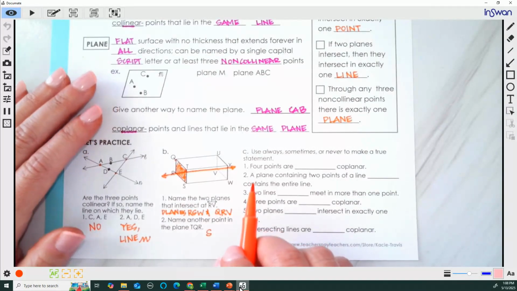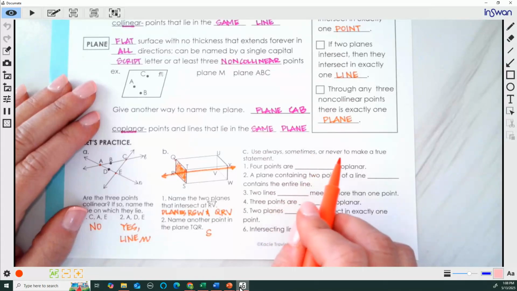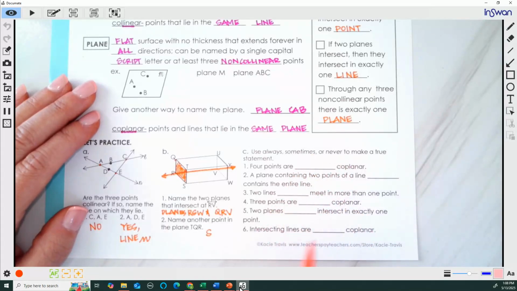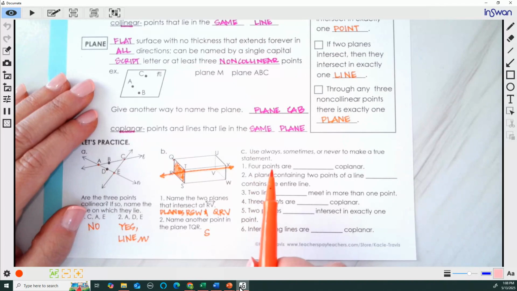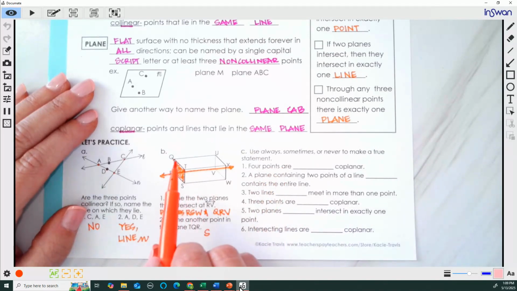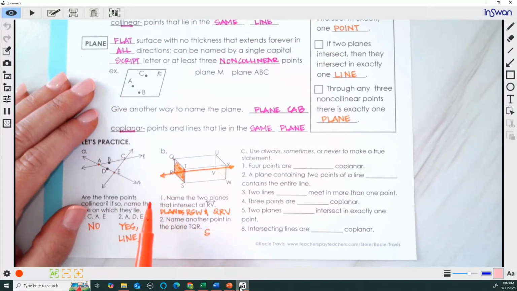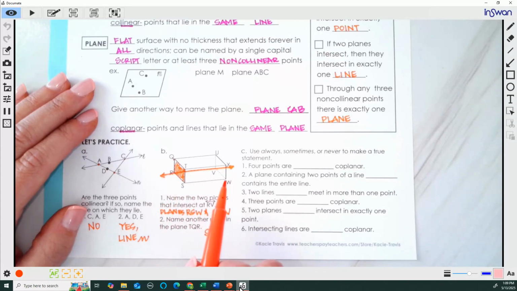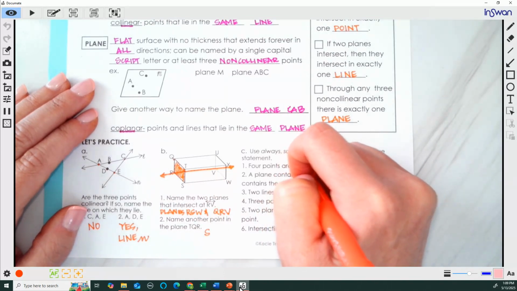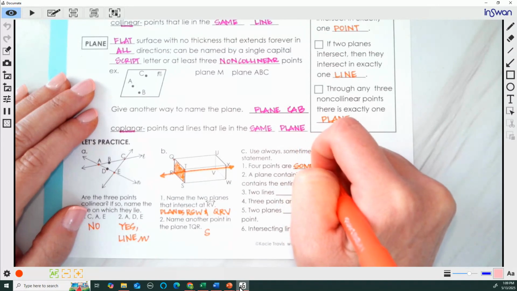Question C asks us to use the words always, sometimes, or never to fill in the blanks to make true statements. So number 1, 4 points. If you imagine 4 points like Q, T, S, and R, blank coplanar. So you can see here these 4 points are, but you could look at points Q, T, R, and W and notice they are not in the same plane. So sometimes they are, but sometimes they are not.